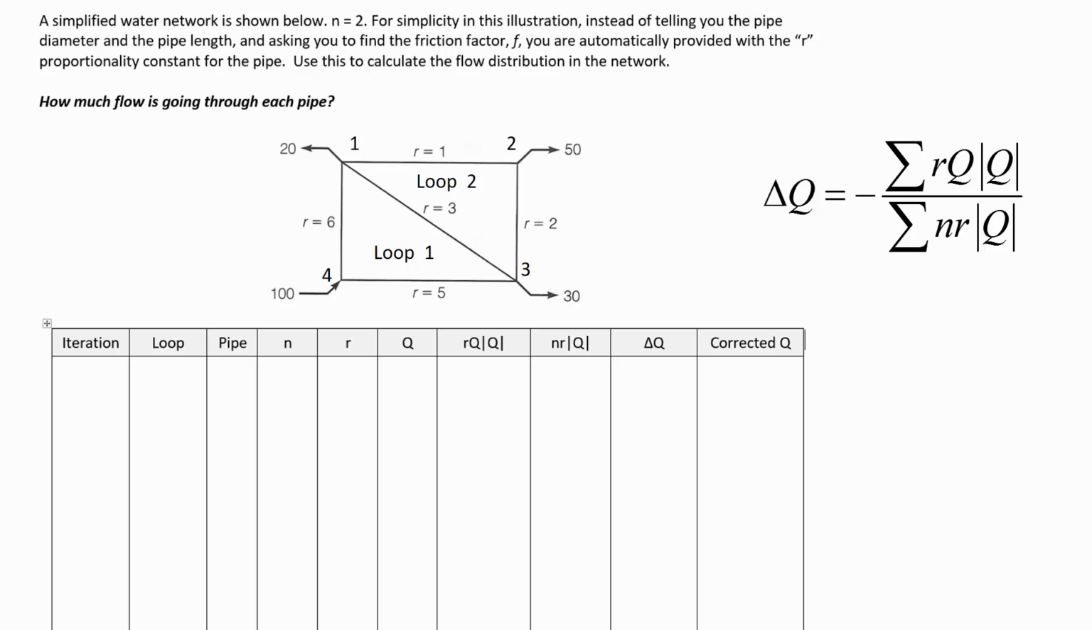So when you calculate the delta q for this loop, for loop 2, iteration 1, now we're correcting by 3.87. Now here's something you should look for. You should always be seeing your delta q's be getting smaller from iteration to iteration. Question?